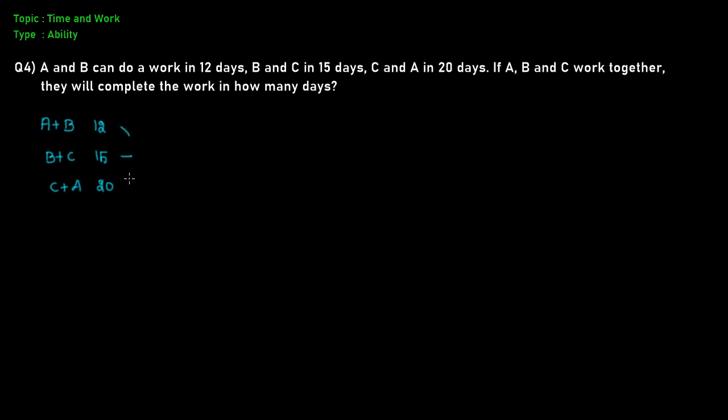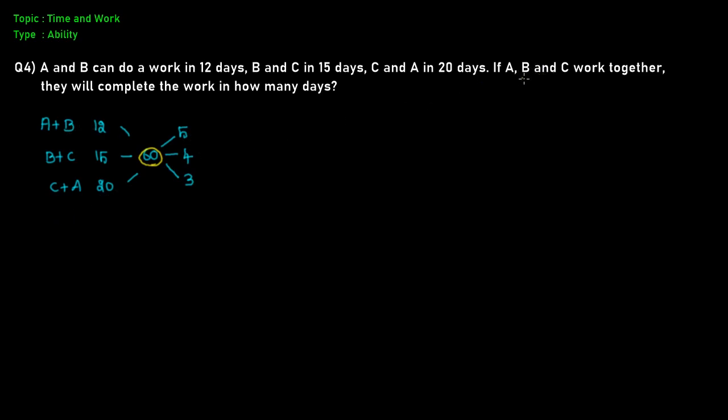So I'm just going to take LCM of these three numbers. So the LCM of 12, 15 and 20 will be 60. Now 60 divided by 12 is 5, 60 divided by 15 is 4, and 60 divided by 20 is 3, right? So I can say they should complete a total work of 60 units, and A plus B can complete 5 units of work per day.